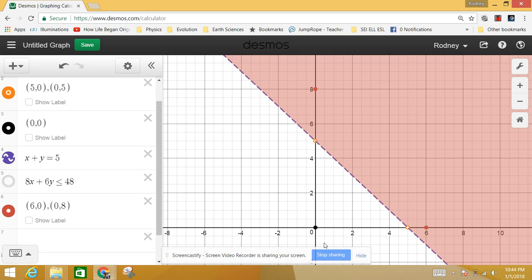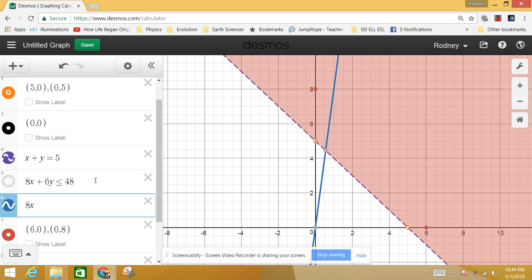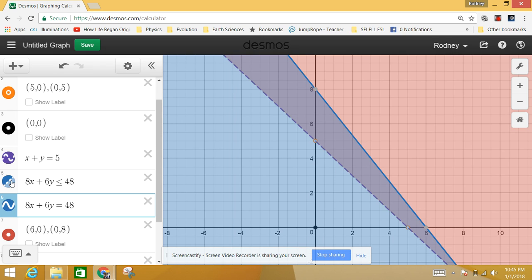All right, now we're going to see if 0, 0 works for this inequality. So 8 times 0 is 0, and 6 times 0 is 0. So 0 plus 0 is less than or equal to 48. That means that 0, 0 is on the winning side, and we will be shading this side. All right, but before I get ahead of myself, let's go ahead and do our boundary line. 8x plus 6y equals 48. Goes right through those 2 points. That's what we expected. And now we will turn our inequality on, and we'll see which side was shaded. And that side was shaded. We were right. 0, 0 was part of that inequality.